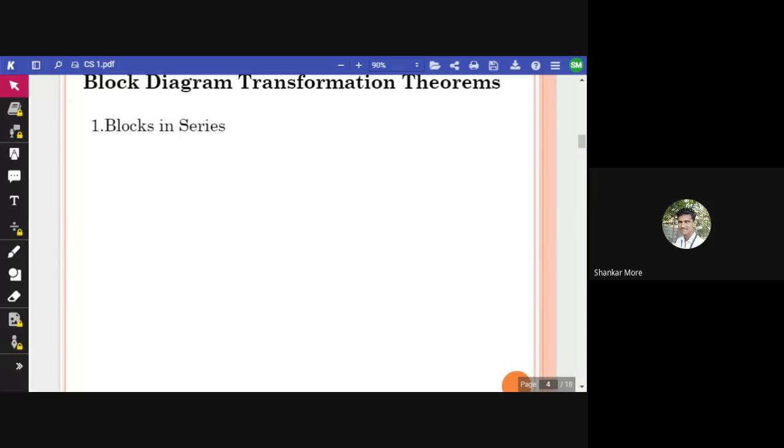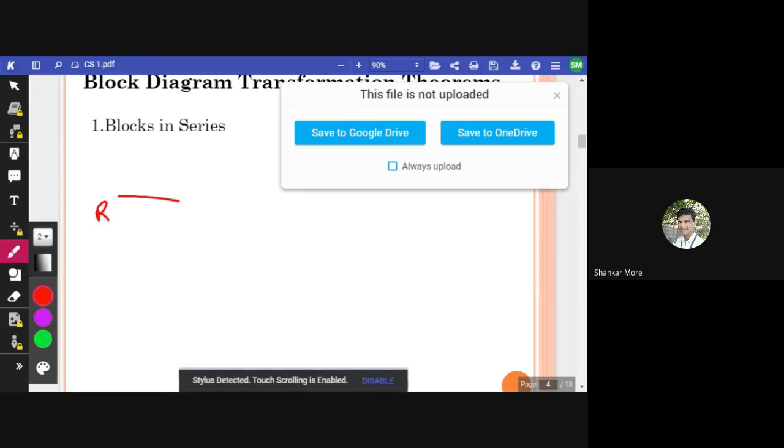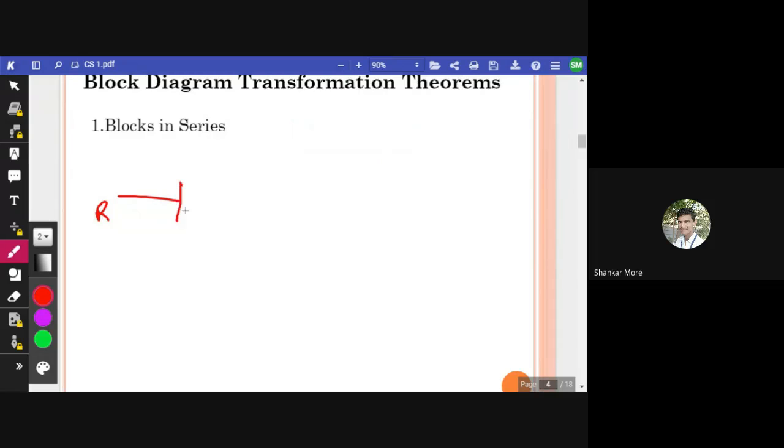Let me just write it here. If this is our input R(s), instead of writing R(s), C(s), G(s), I will be writing R, C and G. I will not be writing the bracket (s), just to minimize my effort. So let us suppose this is my input R, this is my first block G1, and the second block is G2. These two blocks are in series, and we have output C.